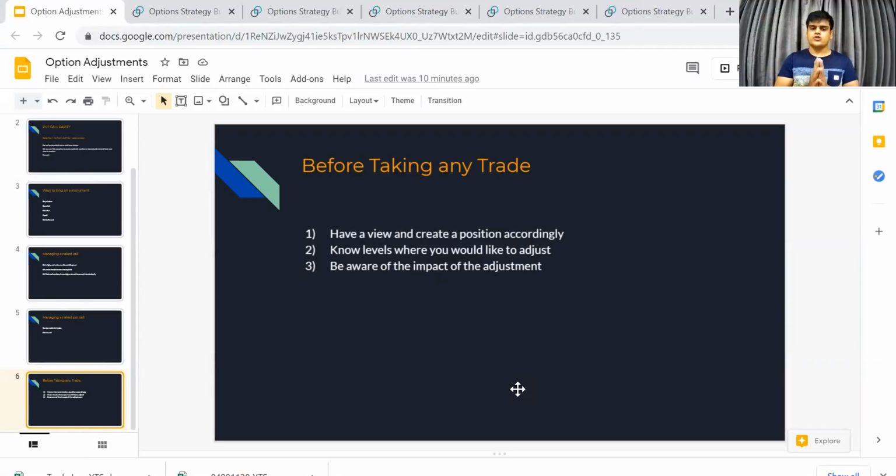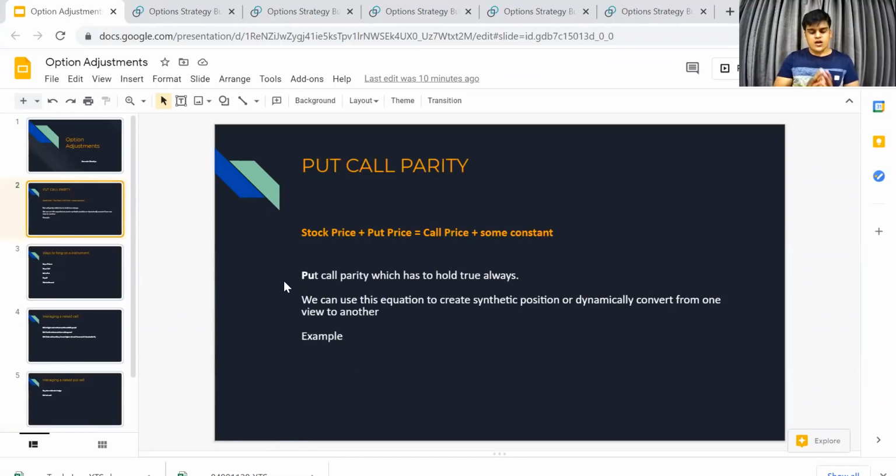So have a view and create a position accordingly. Know the levels where you'd like to adjust, and be aware of the impact of the adjustments. So again, let me quickly iterate whatever we discussed in the video. First thing is remembering the put call parity. The short formula is S plus P is equal to C. S could be futures also. Remember this, and you can dynamically convert from one position to another. That is called a synthetic.